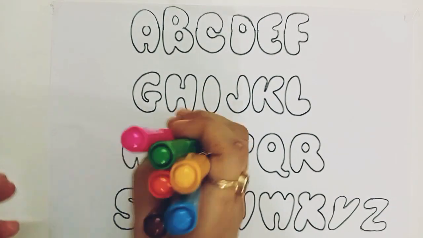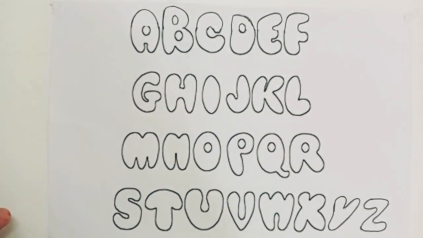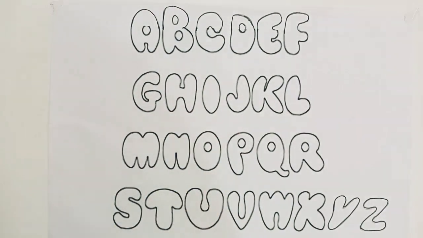Hello, today we learn colors and alphabets. Brown color, yellow color, green color, pink color, sky blue color, orange color.